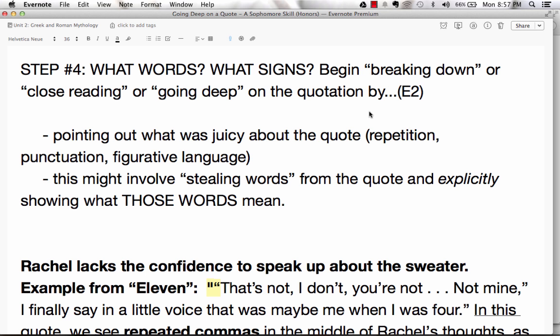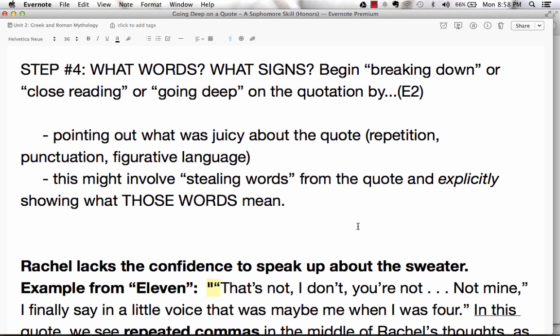Step number 4 is our favorite step. What words? What signs? We're going to start to break down or close read, go deep on the quote that we chose. I'm going to call this sometimes E2 or evidence 2, the first evidence being the actual quote. The second part of that evidence that always has to go with it this year from here on out, second semester, is evidence 2, the breakdown. So here's how we break down.